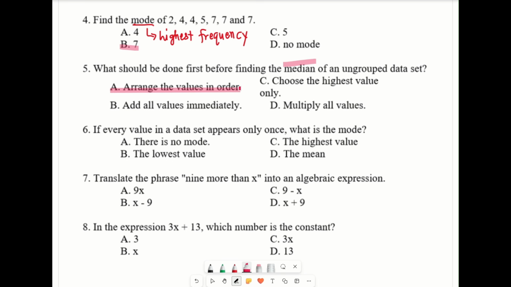Number 6, if every value in a data set appears only once, what is the mode? Okay, so if all the values are not repeated, tas tig-isa lang po siya, so it means you will not have mode on your data. There is no mode. Next, 7. Translate the phrase 9 more than x into algebraic expression. More than means dagdag. Okay, so that will be addition. So 9 more than x, so that will be x plus 9.